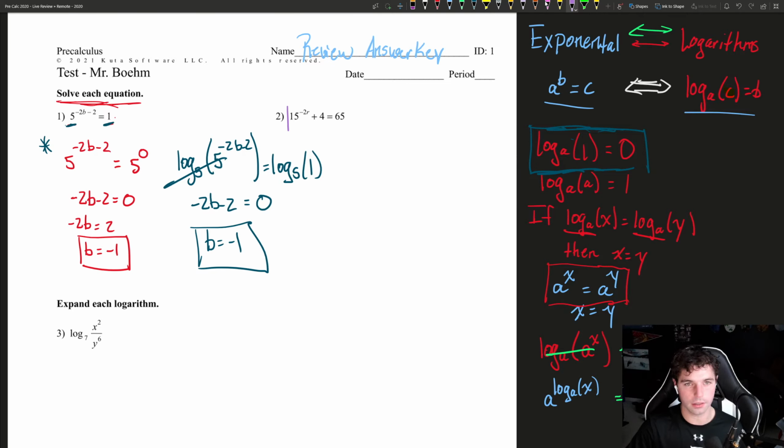There are 2 things here. There's this term, and then there's this 4. The first thing we need to do is get rid of anything not attached to that 2r. Okay, and the only thing not attached to that is 4, so we can subtract that from both sides, and we get 15 to the negative 2r is equal to 61.